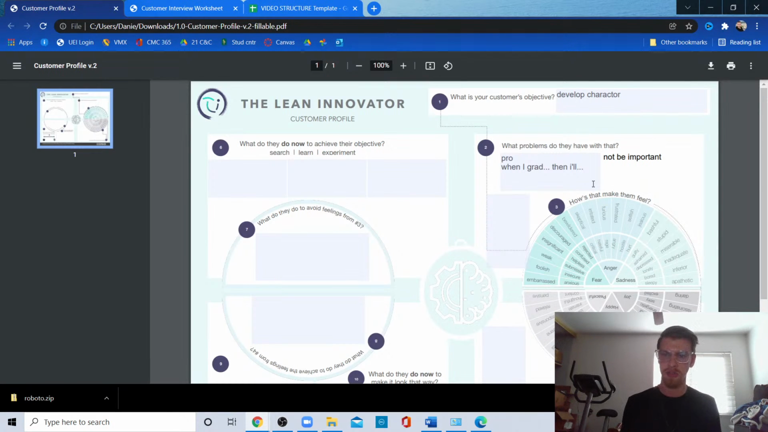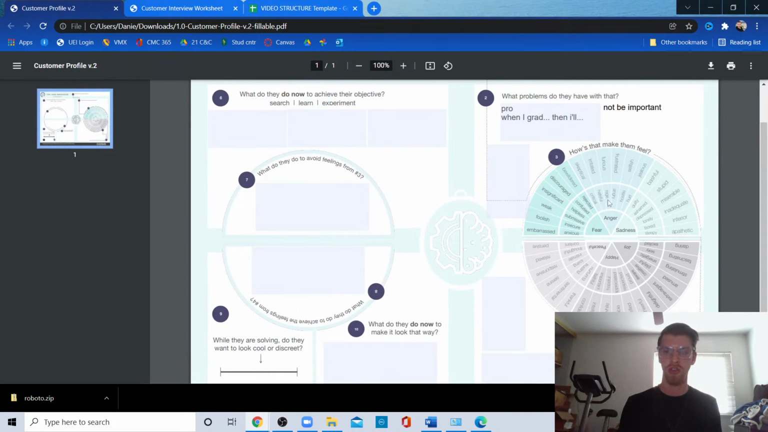And then inside of this, it can be, how does that make someone feel? Well, in the moment, it may not matter. But as time continues, it might cause someone to be embarrassed. It might cause someone to be frustrated. And so it's a way of actually quantifying these different emotions.